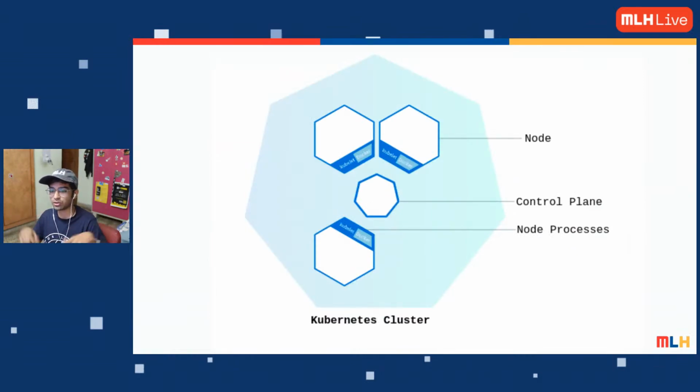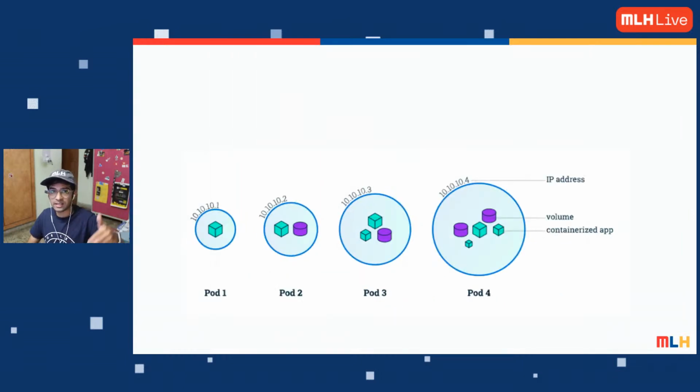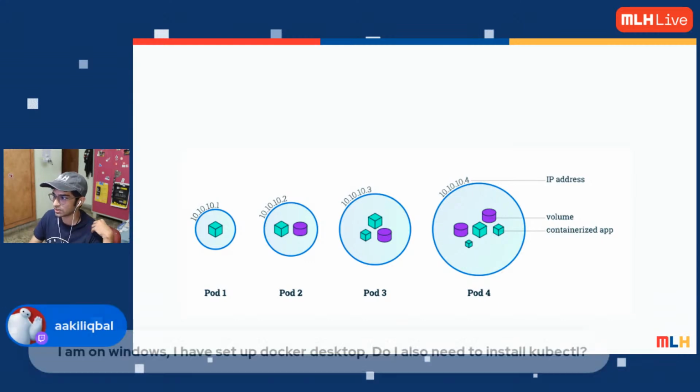kubectl talks to the control plane node, which is the master node or the main node, which talks to all the nodes. All the nodes have multiple pods running inside of them. Each pod is basically a container. So yesterday what we built was a single container. We were running our application on a single container, and now we want Kubernetes to manage that for us.